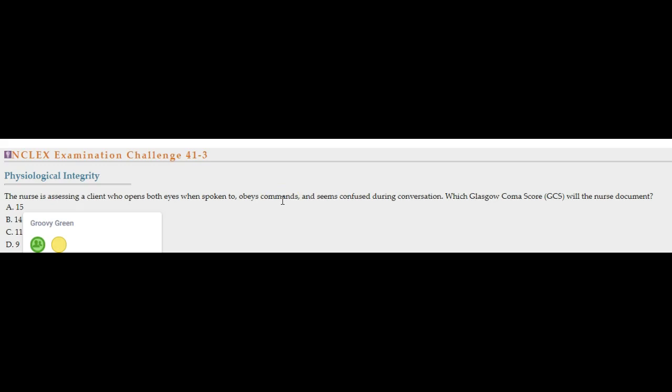Obeys command. So you go under motor response and you're going to see obeys command and they get a number 6. So that's 10. And then it says seems confused during conversation. So you go under verbal response where it says confused conversation, they get a 4. So now you can see 6 and 4 was 10, plus 4 is 14, and you have the letter B there. I hope we all added up and got the same answer.